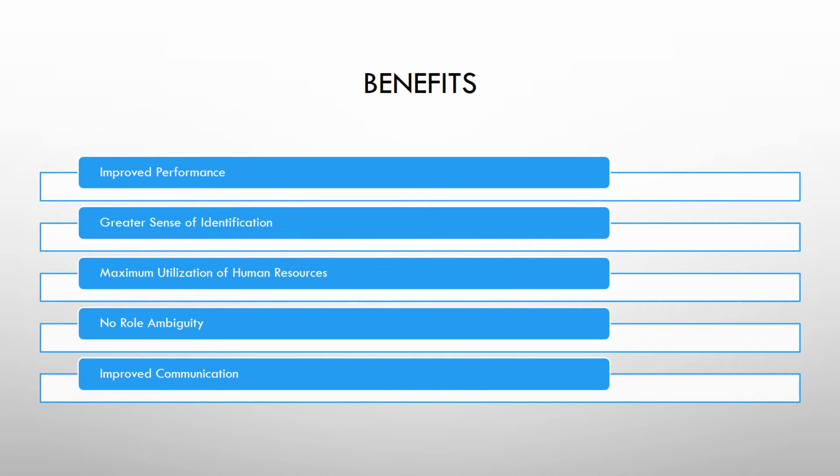Number 4, no role ambiguity. Since every subordinate or staff will be involved in different tasks and there will be divisions of department, it will be assured every role is performing. Improved communications. The MBO helps improve communication between staff and managers. The continuous communication will aid in removing any ambiguity and making organization goals clear.